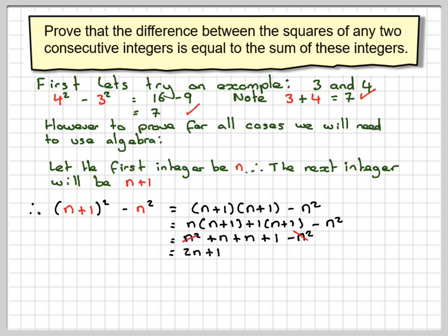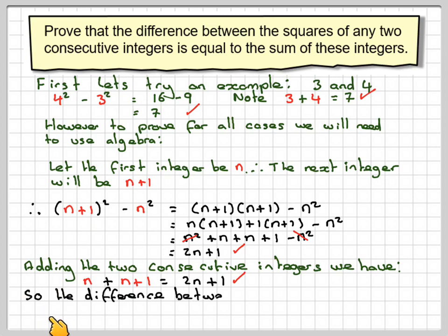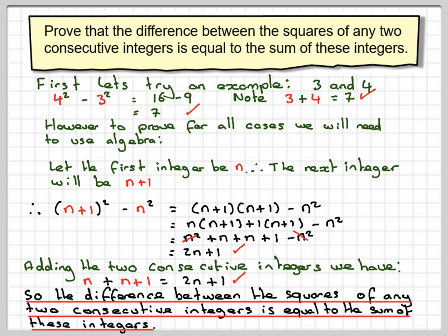Okay, what happens if we add these two integers, n and n plus 1? So if we add them, we're going to get n plus n plus 1, which is going to give me 2n plus 1. So we've got the same thing. So now we proved it for every single pair of consecutive integers. And therefore we could write out the conclusion. So the difference between the squares of any two consecutive integers is equal to the sum of these integers.